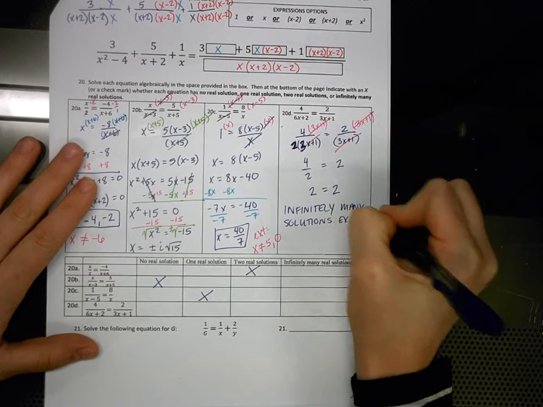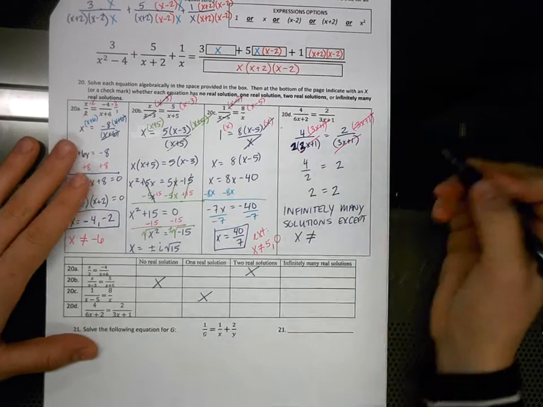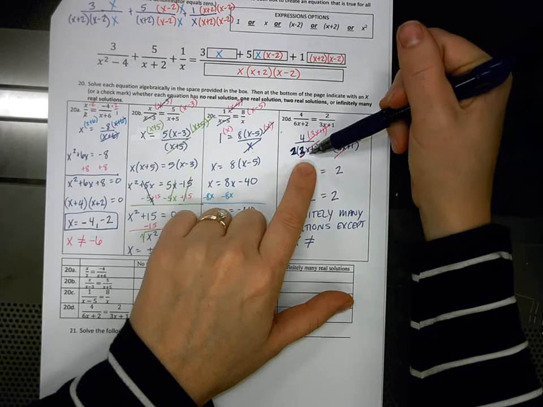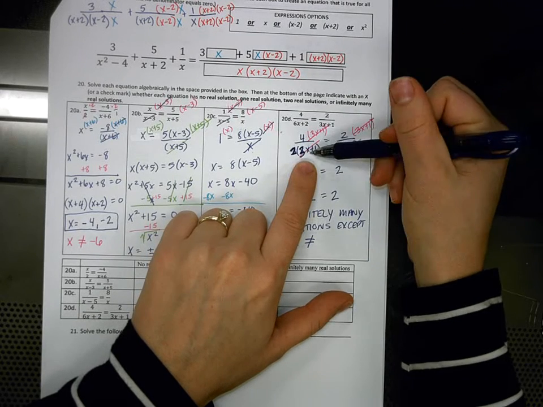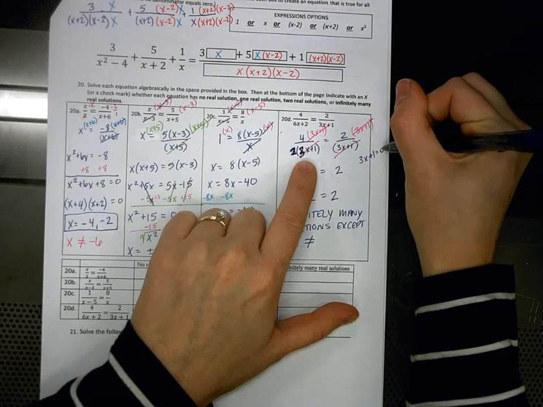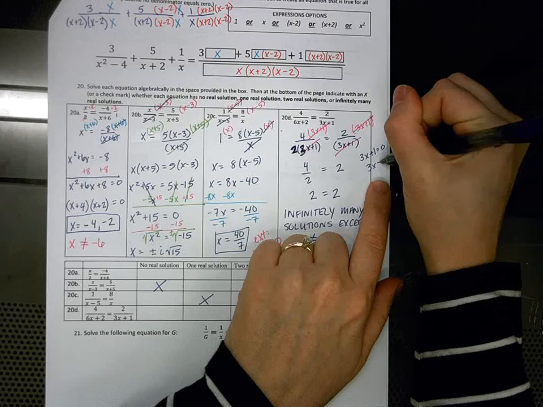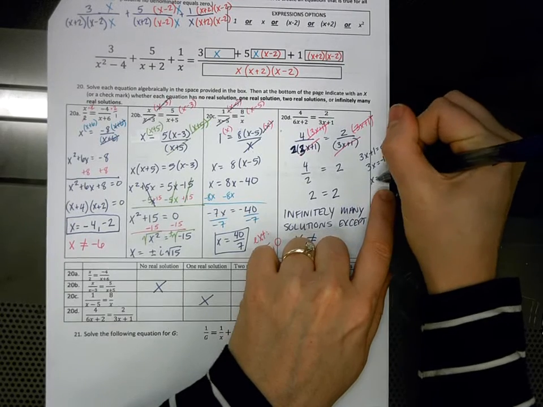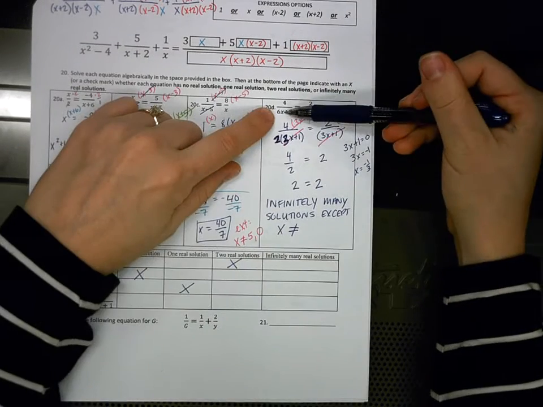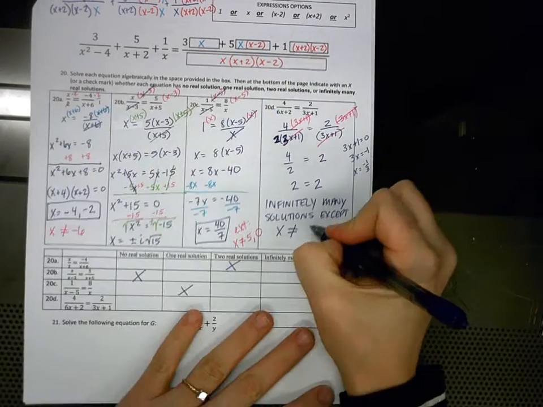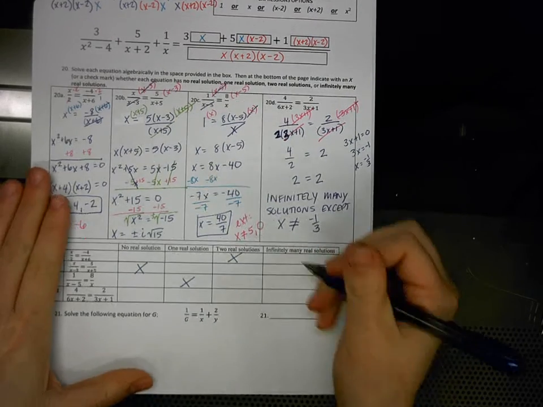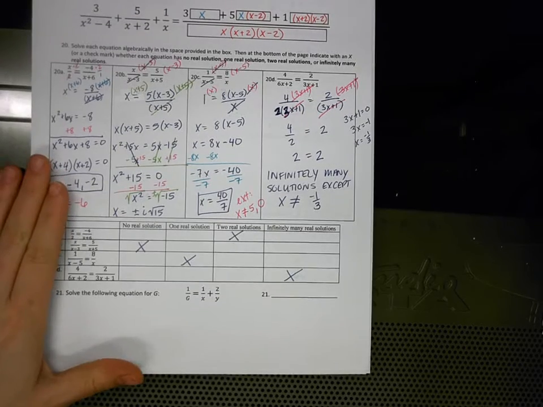So x cannot be equal to whatever makes my denominator equal to 0. So in this case, if I set 3x plus 1 equal to 0, I subtract the 1 to the other side, and then I divide by 3, I get negative 1/3. If I set 6x plus 2 equal to 0, I would also get negative 1/3. So x cannot be equal to negative 1/3, but any other solution it can. So this is infinitely many real solutions.